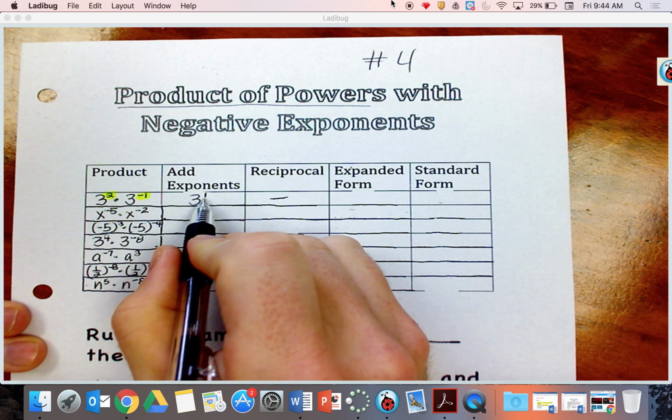Alright, so let's look at the next one. This is a negative 5 to the 8th power, times negative 5 to the 4th power. So that's an 8 right here.